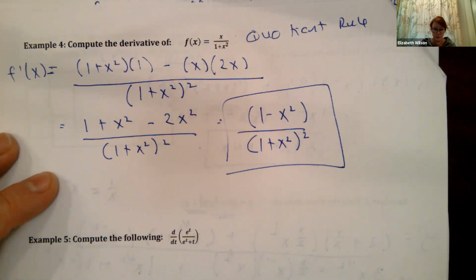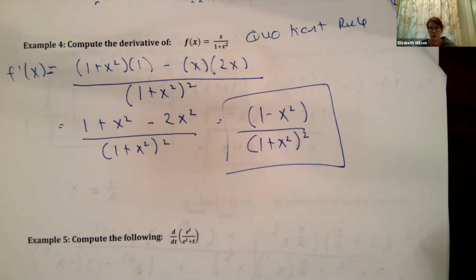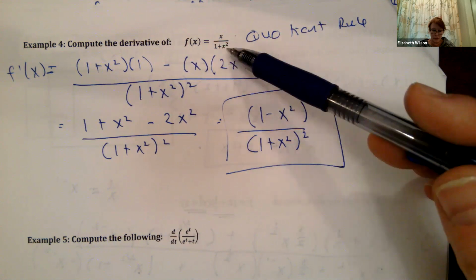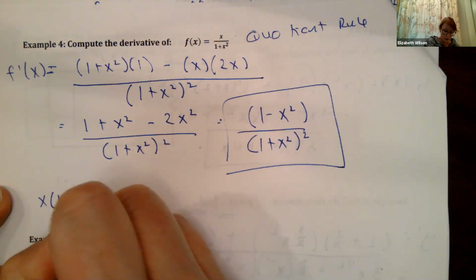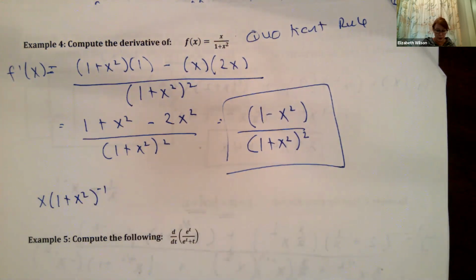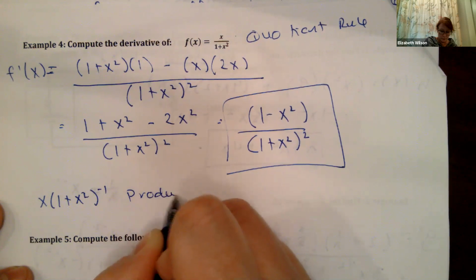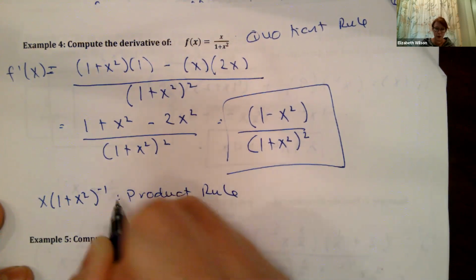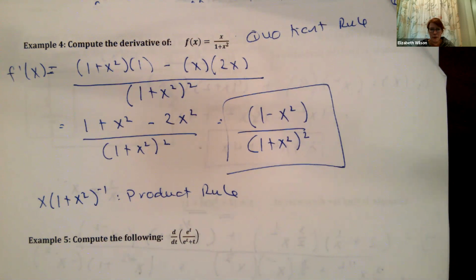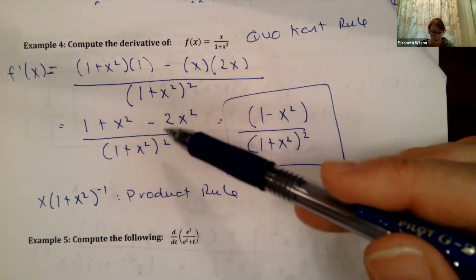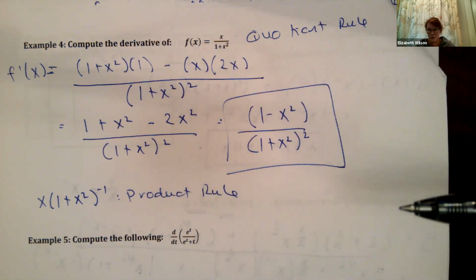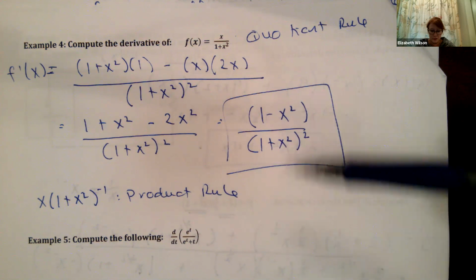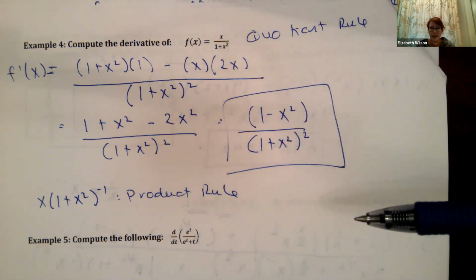We used our quotient rule. You may be asked to use the quotient rule specifically, to see if you know it. But if you can't remember it, you can always rewrite this as x times 1 plus x squared to the -1 and then do the product rule. You'll get the same answer. It might look slightly different because of the way we're combining terms. Unless you're told specifically to do the quotient rule, but it's helpful to remember it because it's just a much quicker way to get there.